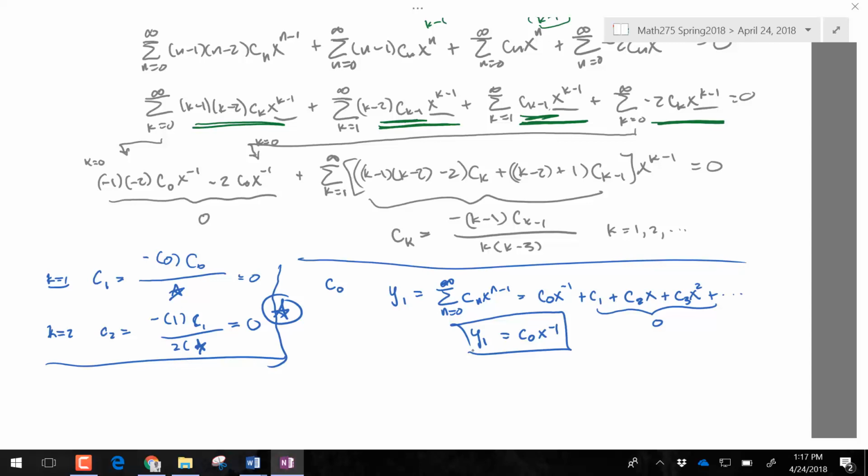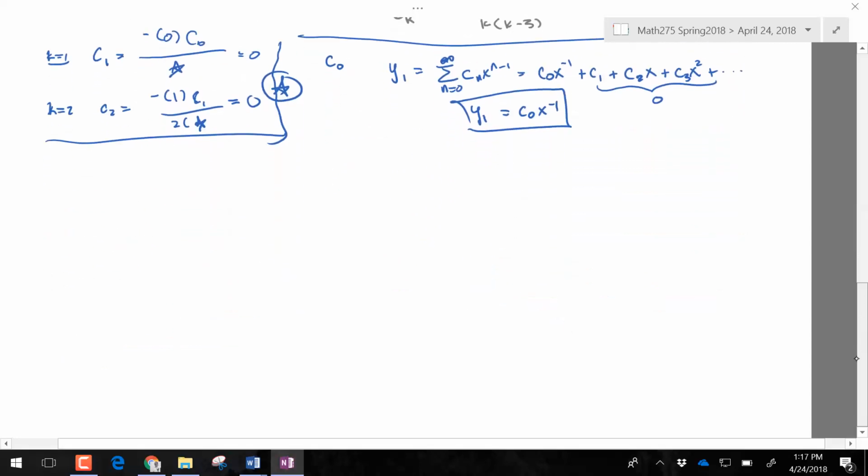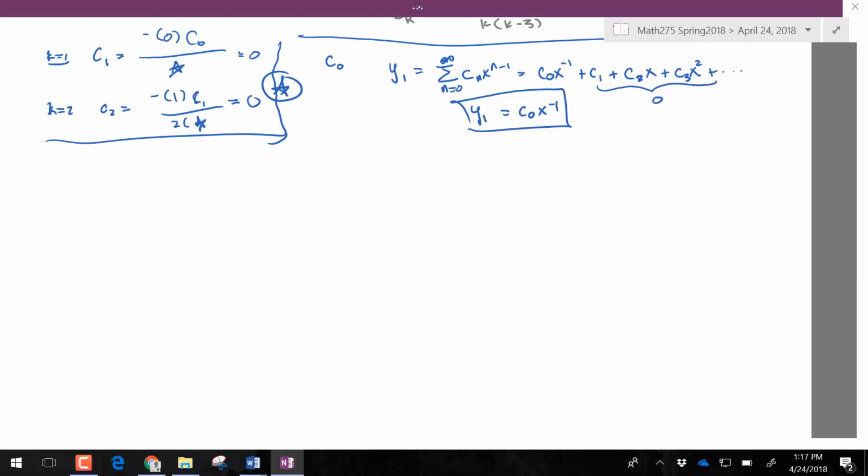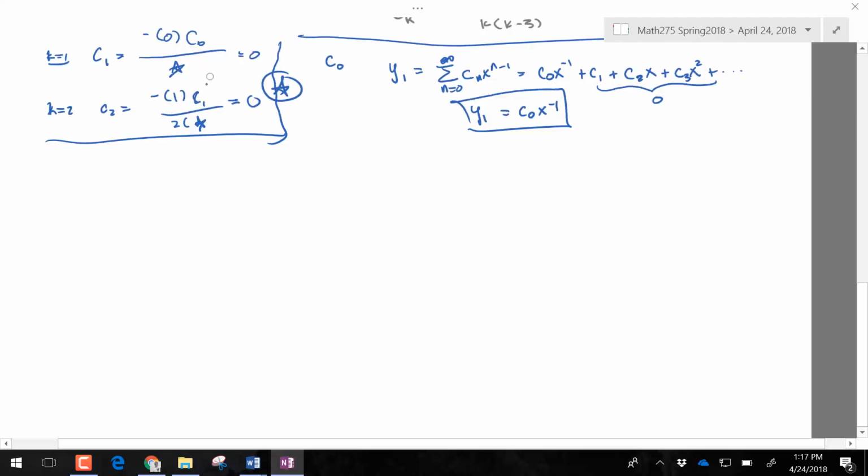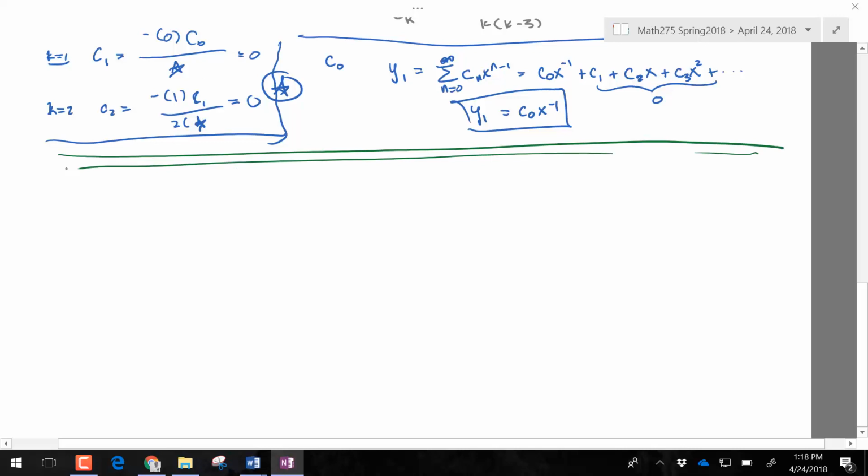Now we should try to get the second solution by putting in r is equal to 2. Let's see if this is enough room. We should go on another page.